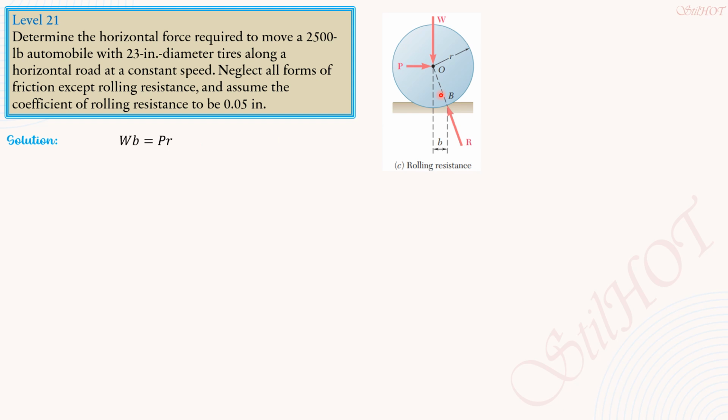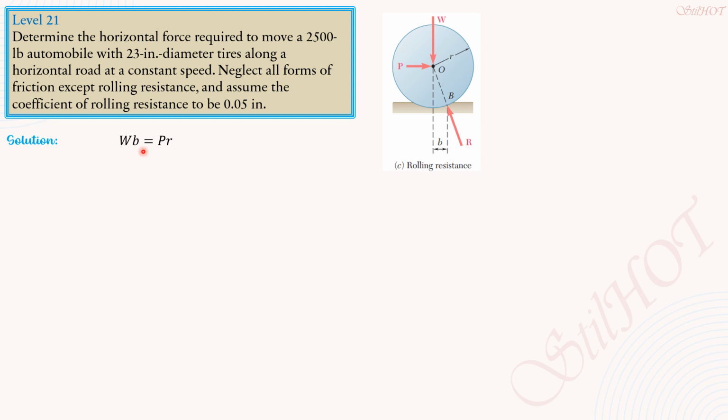So this is an approximate solution, and because the coefficient of rolling resistance is very small compared to the radius, should you compute this angle here, then the moment arm of P would be R times cosine of this angle. But if you compute that, you will have almost the same results. So let's just use this as our guide.